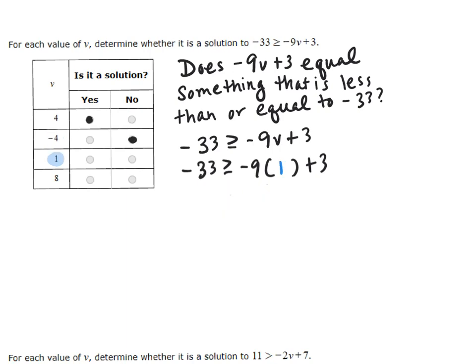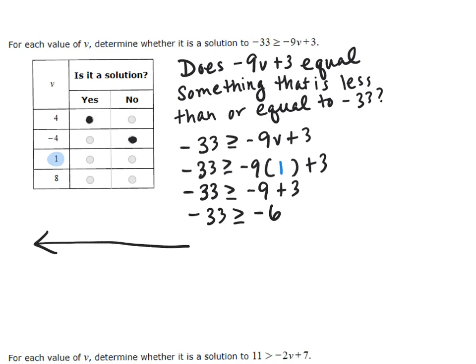How about 1? This one's a little tricky. Let's think about it on a number line. So here's 0, here's -6. -33 is going to be way down there. So the values that are closer to 0 are actually bigger. So this would actually be false.